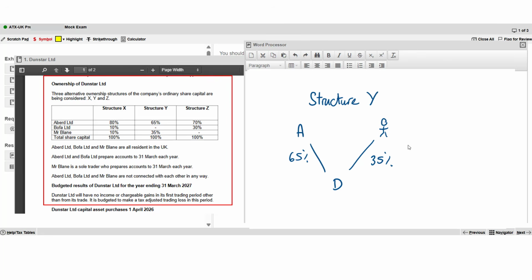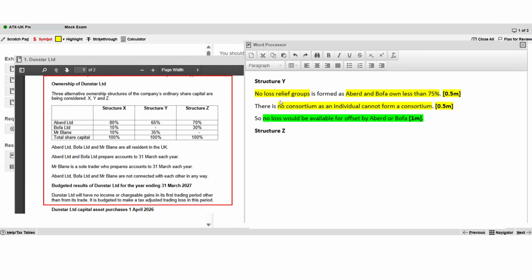So for this one, sadly, there are no loss relief groups. A and B own less than 75%. No consortium because an individual can't form a consortium. Half a mark for each of those points. And so applying that means that there would be no available relief for Abaird or Boffa.